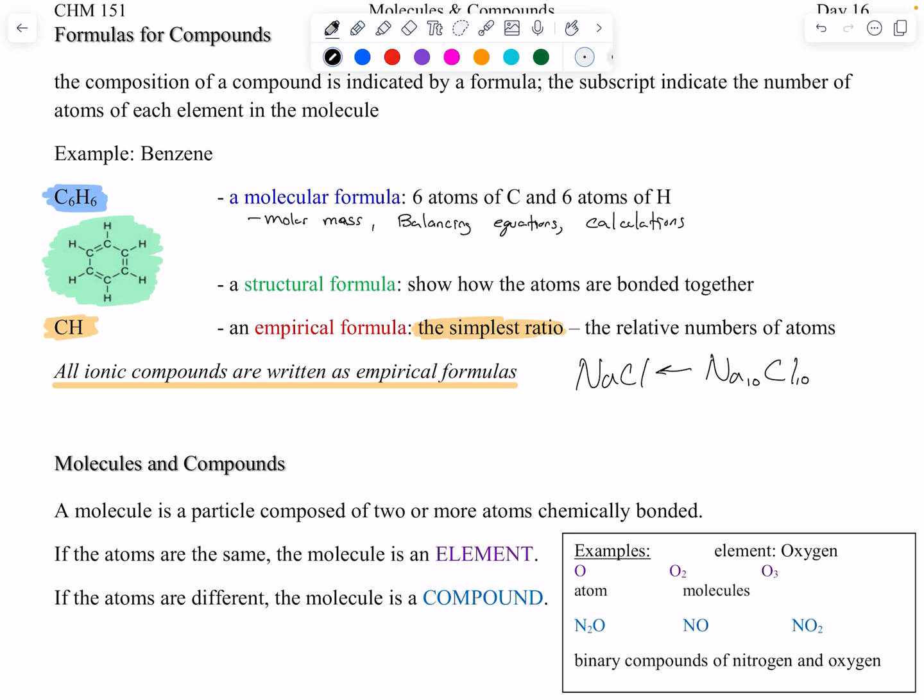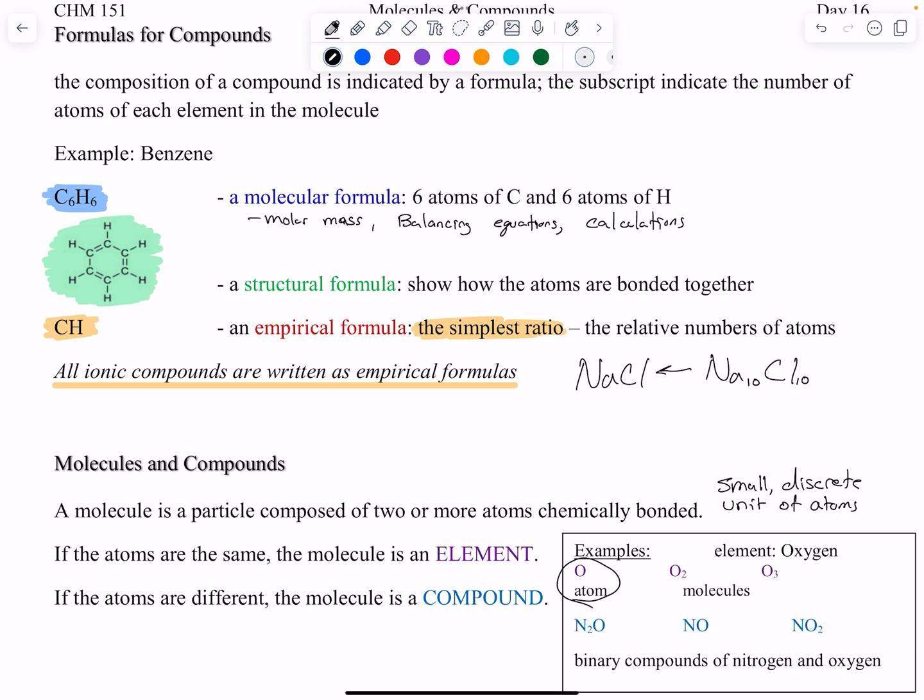A molecule is a particle composed of 2 or more atoms chemically bonded. It's a small, discrete unit of atoms, right? Small, discrete unit of atoms. If the atoms are the same, it's an element. For example, you have the oxygen atom. We have the O atom here, right?